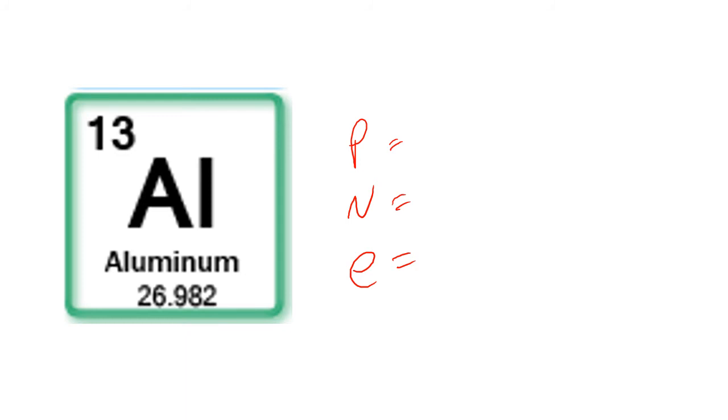So protons comes from the atomic number. The atomic number is this nice number here, which is 13. Now, I know the electrons are going to be the same, so I'm just going to write that in right there.